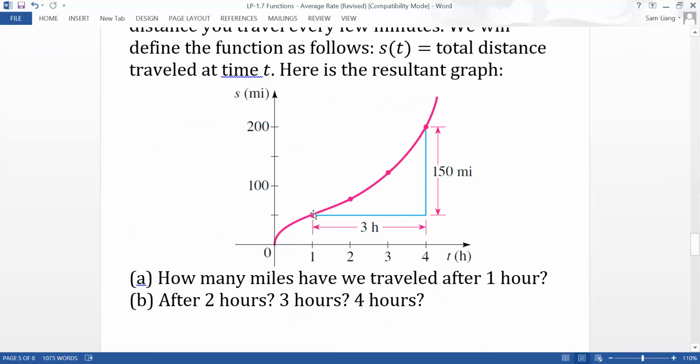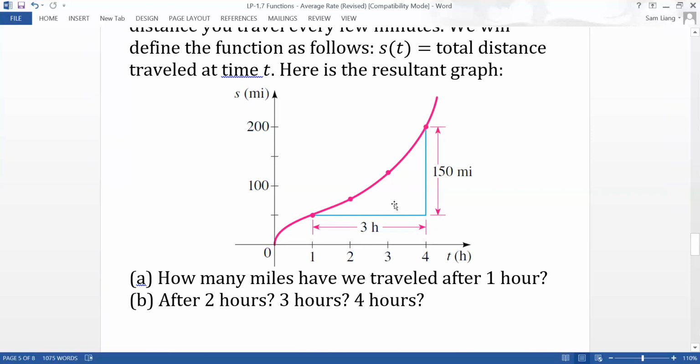After 1 hour, you go on the x-axis to 1 hour, and you'll see that it's 50 miles. So this is 50, this is 100, 150, 200. After 2 hours, go on the x-axis again. It's maybe about 75 miles, right here. After 3 hours, we can say it's maybe 125. Let's go over to here. And then the y value for 4 hours would be 200.